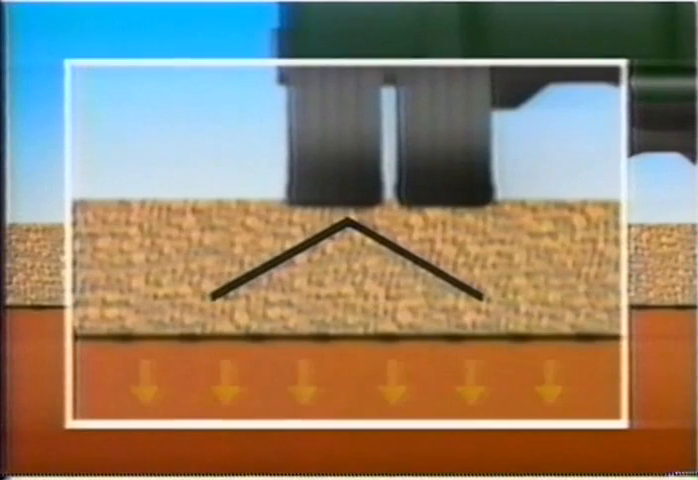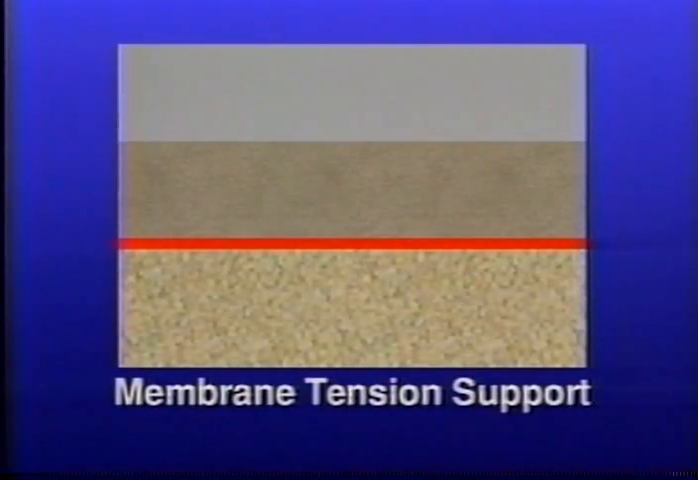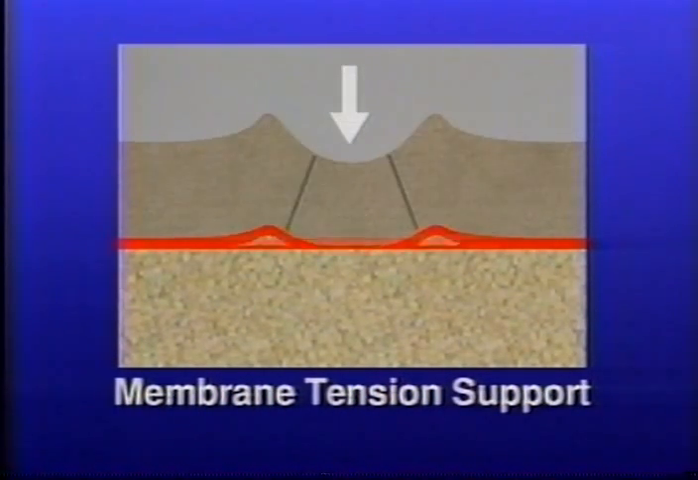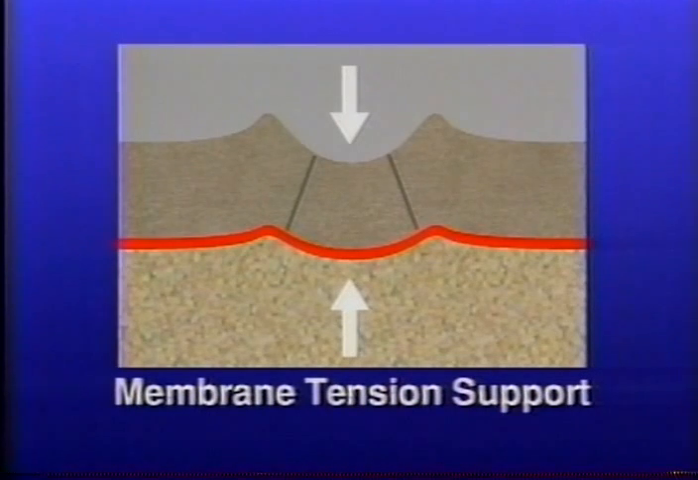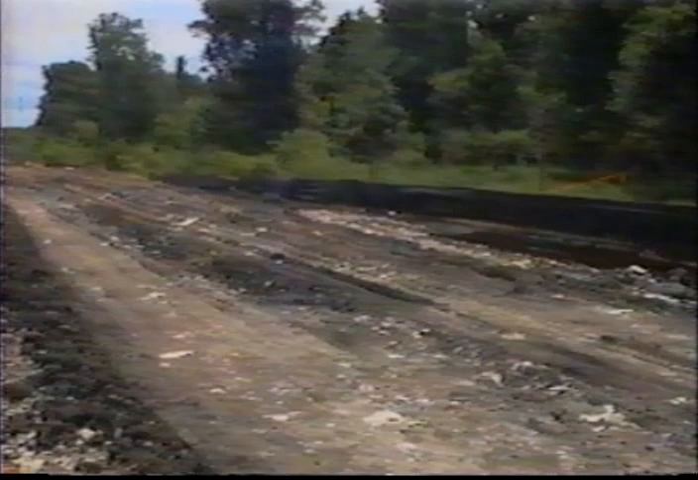Geosynthetic reinforcement also increases the bearing capacity of the roadway by distributing the load over a wider area, thereby reducing the unit stress to the subgrade. The third mechanism, membrane-type support, occurs only if enough tensile stress is induced to cause the material to elongate under load. This will only happen if wheel path rutting is at least 100 millimeters in depth. This function, therefore, is generally limited to temporary roads.